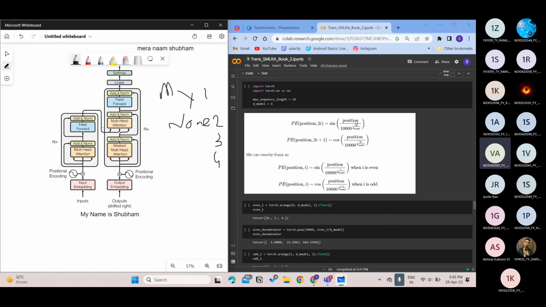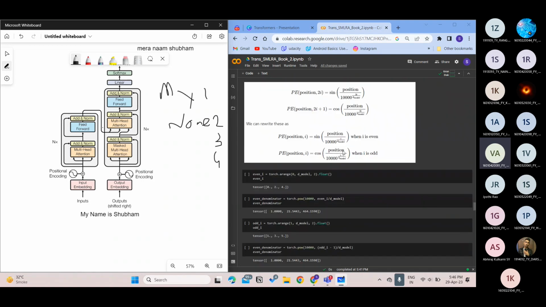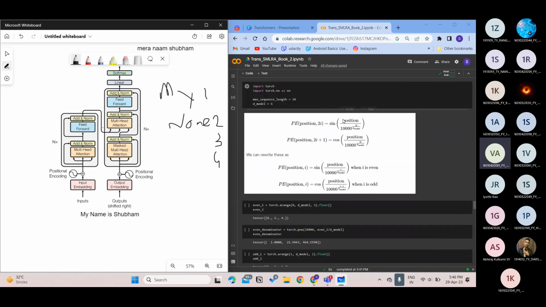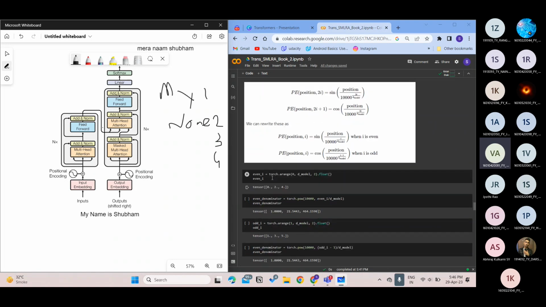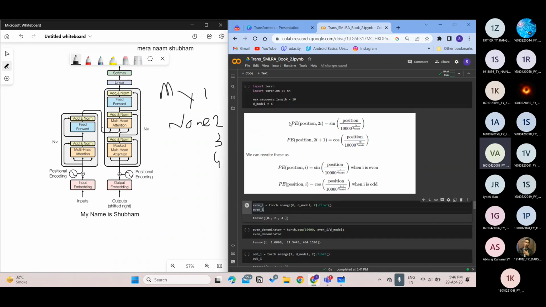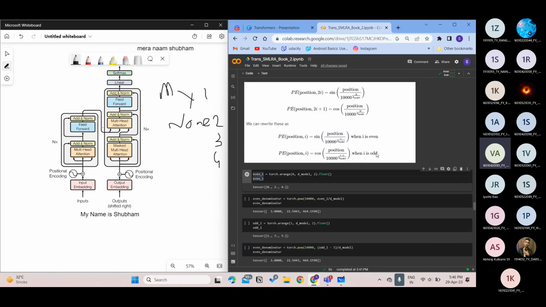The formula is the position of the word divided by 10000 to the power 2i over d_model. Here i is the index value, and d_model is the dimension of the model. Our dimension was 512, something like that. One more thing: even positions we get from sine, and odd positions we get from cosine, where i is even or odd. From this function we'll get the positions of the even words in the sentence, and from the other the odd.